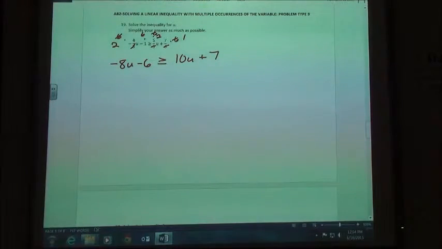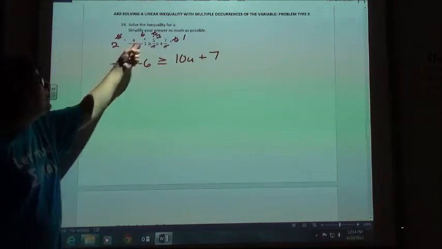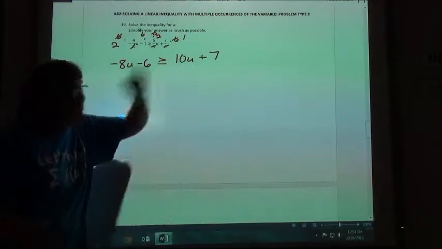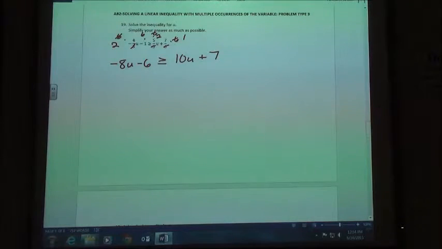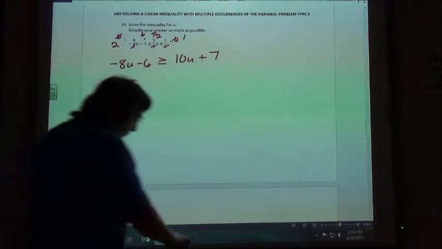Now when I multiply by that common denominator, I always use a positive number, then I don't have to worry about flipping my sign. So my sign should all stay the same. That was negative, that was negative, that was positive, that was positive. Now I have an equation that's maybe easier to solve.